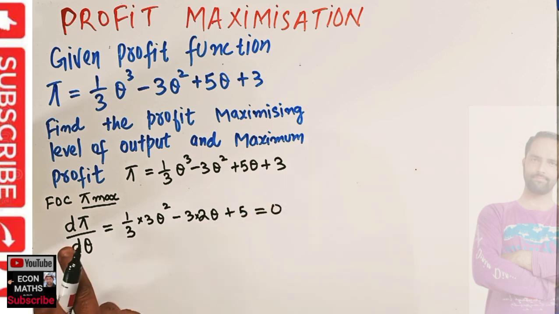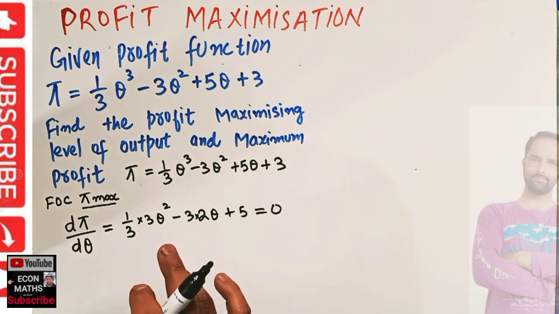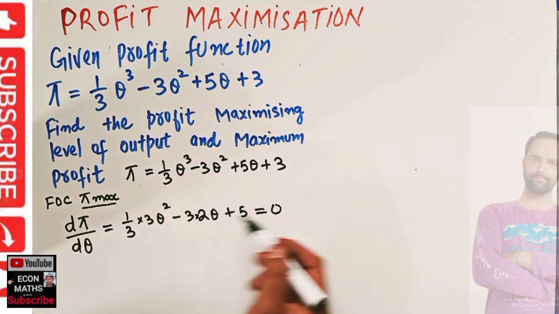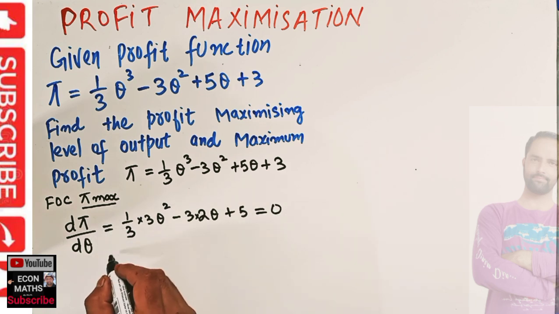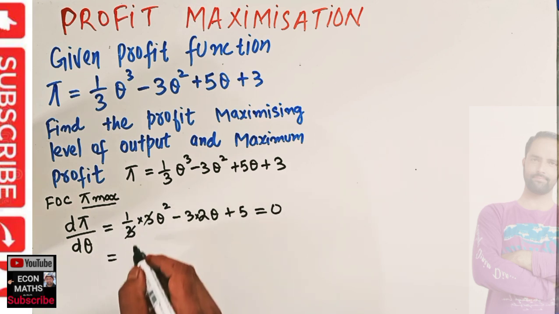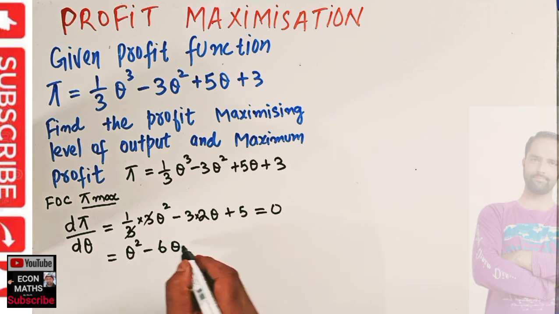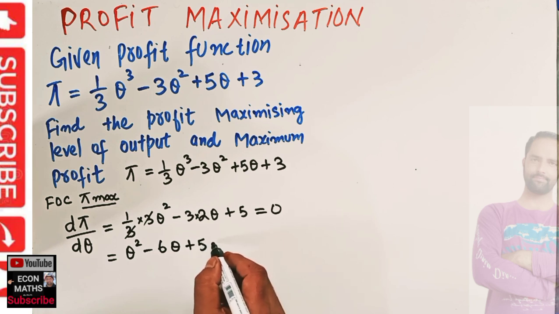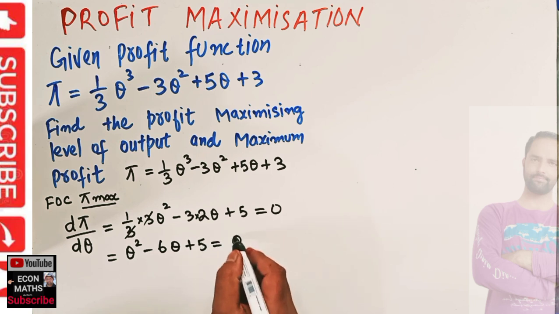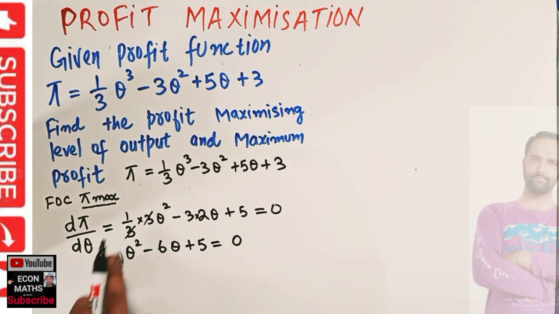Simple thing. The first order condition for profit maximization requires that the marginal profit should be equal to 0. So this 3 and 3 get cancelled. We are left with q squared minus 6q plus 5, which should be equal to 0. Or let's write it in this fashion: d pi upon dq should be equal to this, and it should be equal to 0.